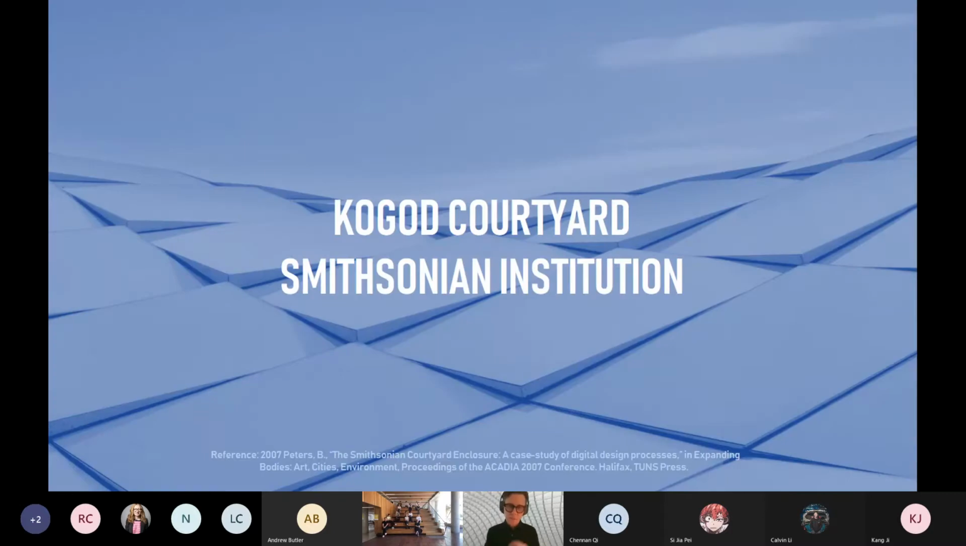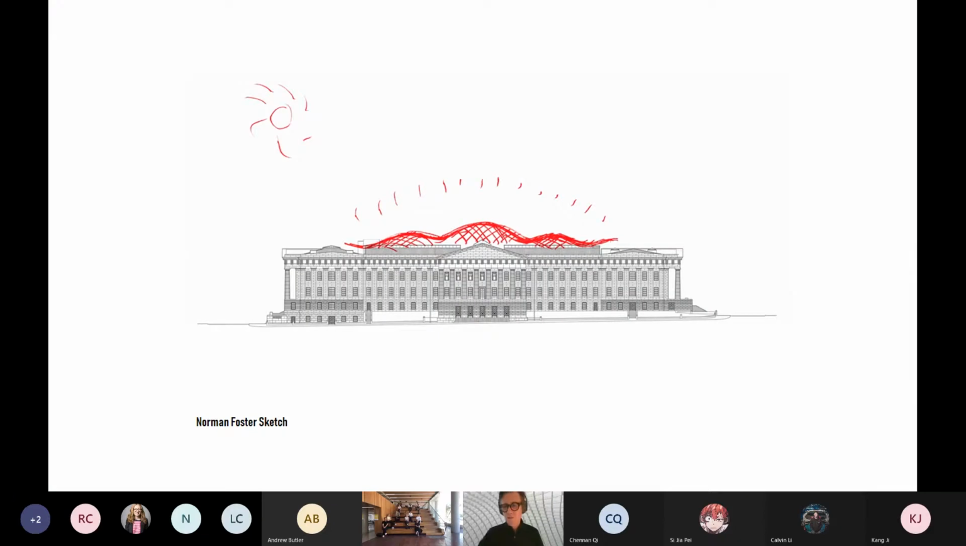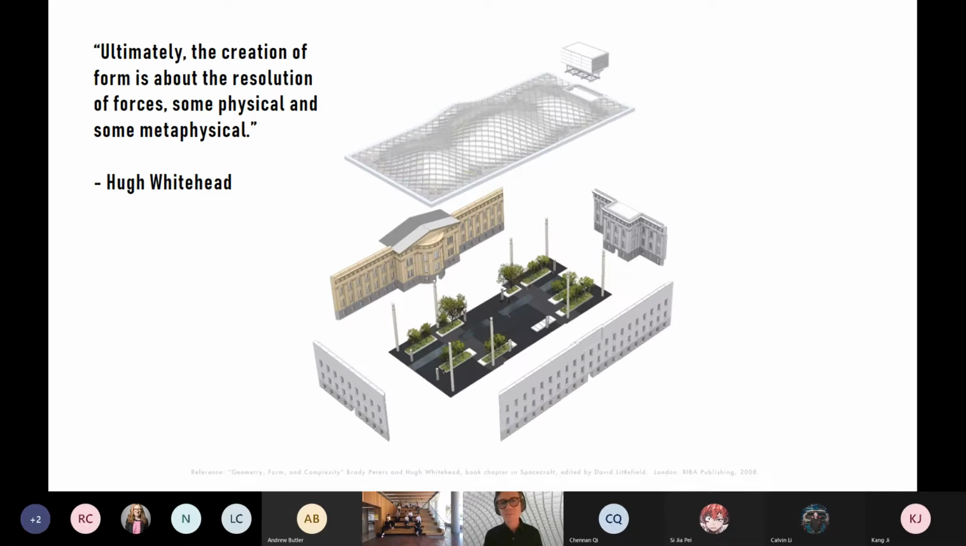But I want to just talk about this other project here briefly before we jump into some of the acoustic stuff. So this is the Kogod Courtyard done at the Smithsonian, and this was one of the more major projects that I worked on while I was at Foster's. This is Norman's sketch here, which shows what he liked to think of as this very lightweight structure that would float gently down and rest on the existing building and cover the existing courtyard and create this new space for the city. And this was our digital model, that translation of Norman's idea.